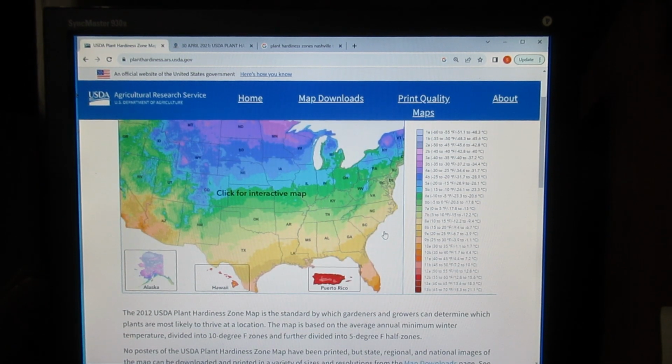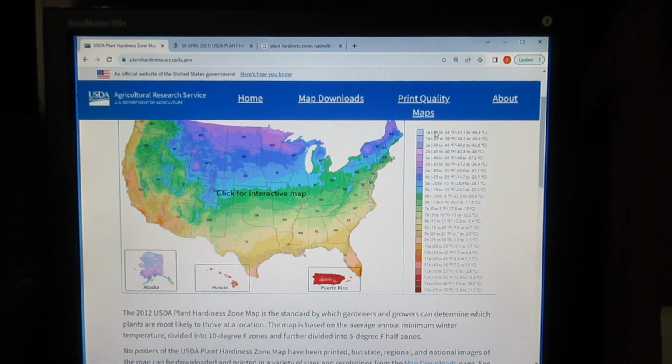The map is based on average minimum winter temperature. It is divided into 10 degrees. Zone 1A and 1B is 10 degrees. It's broken out further into 5-degree Fahrenheit increments. So 1A is 5 degrees different than 1B, but they make up that 10-degree Fahrenheit increment.